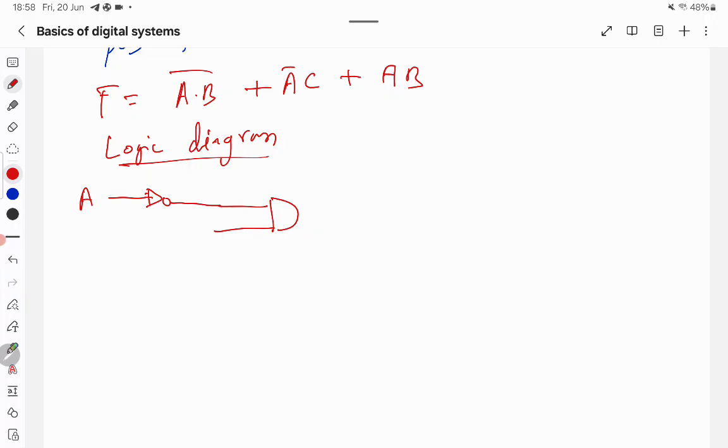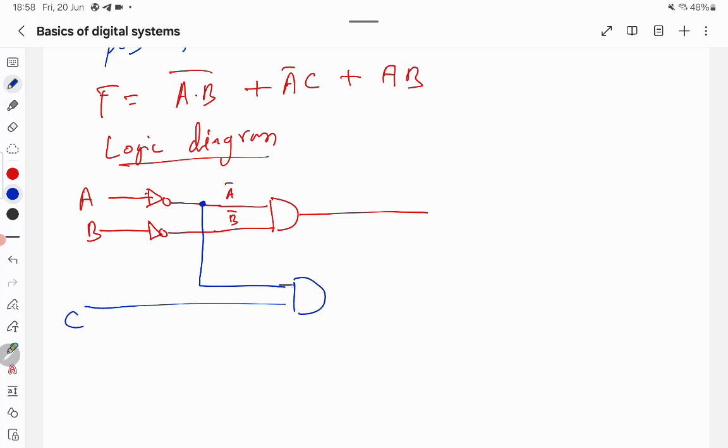So this is A, and B is also passed through, so this is A complement B complement. This is the output. If you see A complement and C, take a wire from A complement and C. This is the C wire. If you draw, this is A complement, this is C, so A complement and C. This one is A complement B complement.